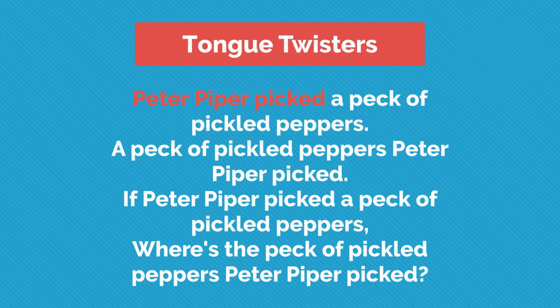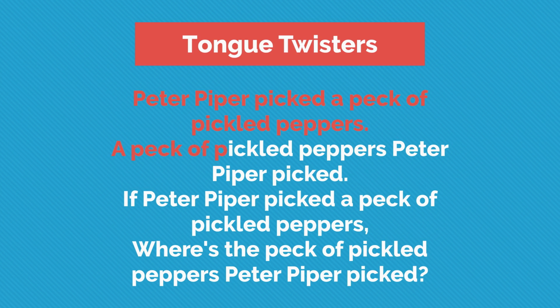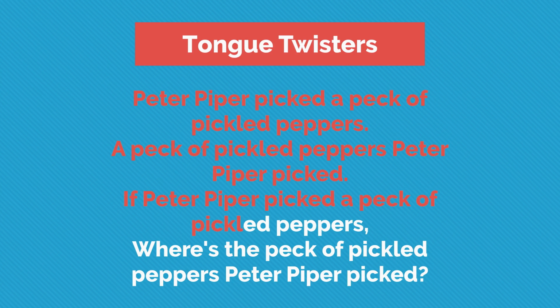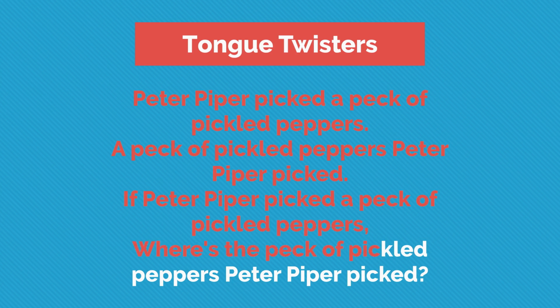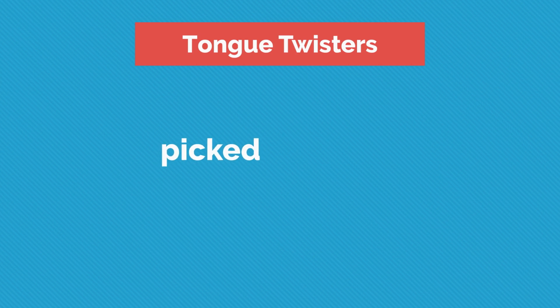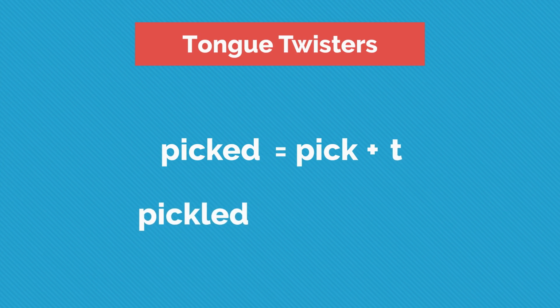Peter Piper picked a peck of pickled peppers. A peck of pickled peppers Peter Piper picked. If Peter Piper picked a peck of pickled peppers, where's the peck of pickled peppers Peter Piper picked? The two main ed sounds are picked, that is, pick plus the T sound, and pickled, that is, pickle plus the D sound.